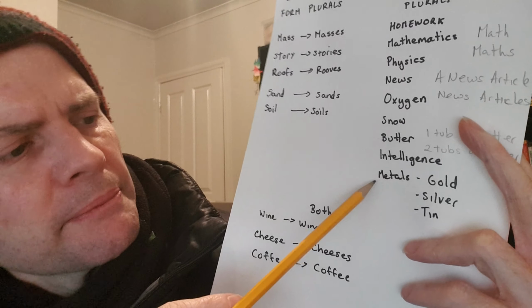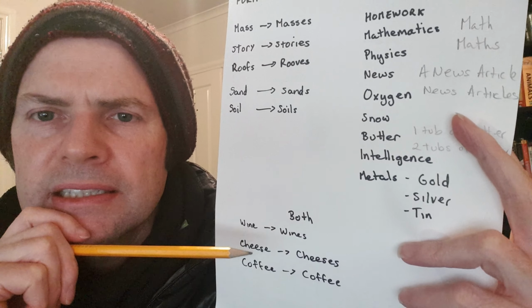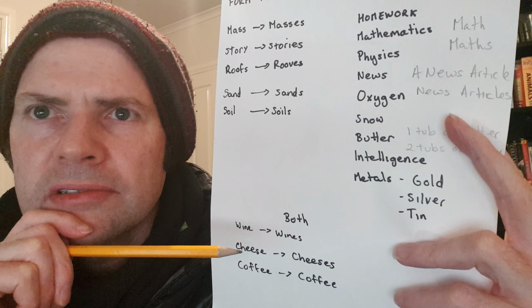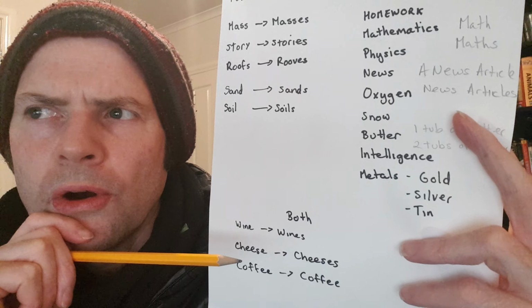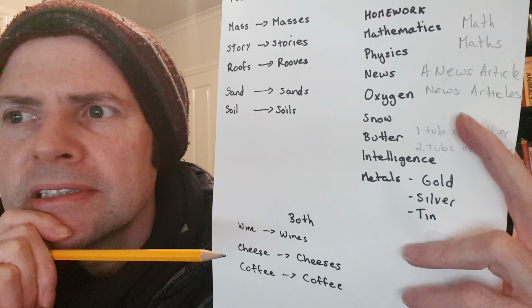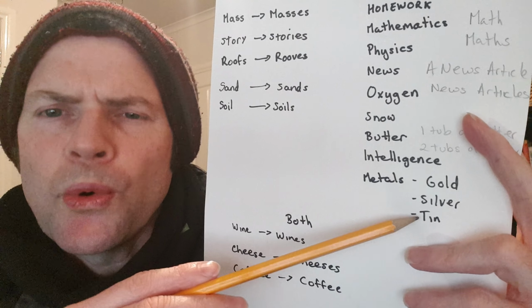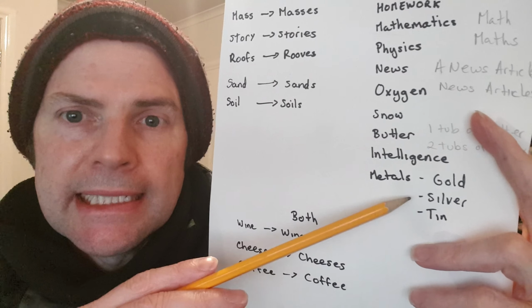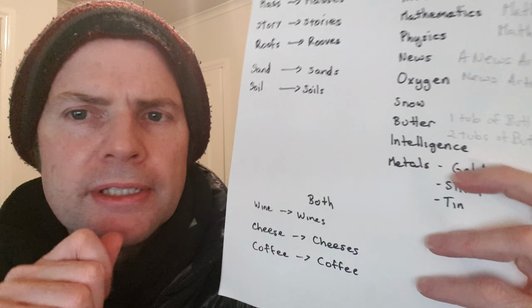Then we have metals, so gold, silver, tin. That's a bit more complicated. Generally when we're talking about the metal, it's singular. So all the tin in the world, the tin at this mine and that mine.